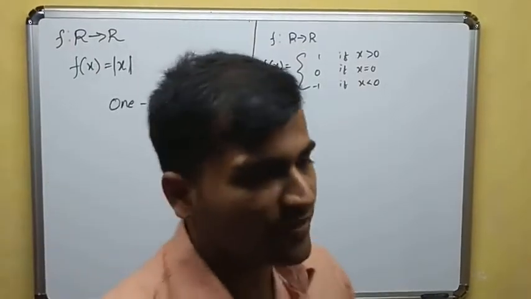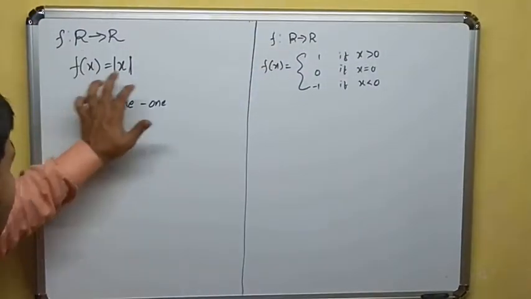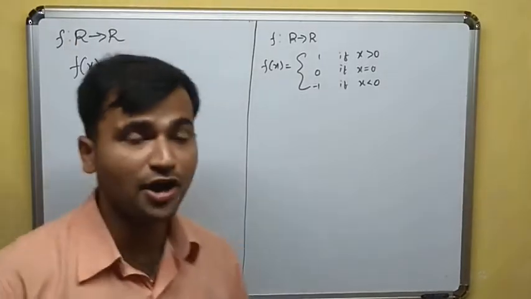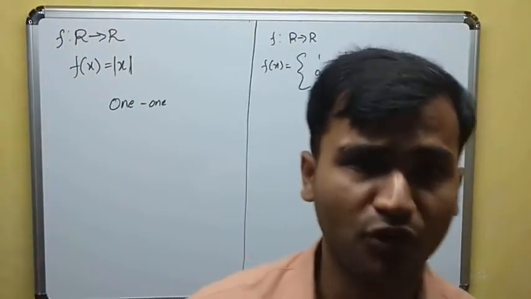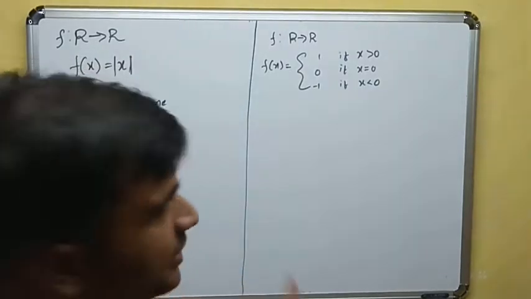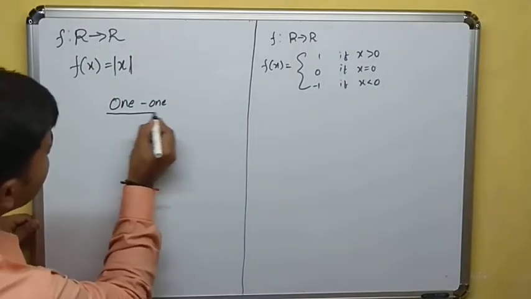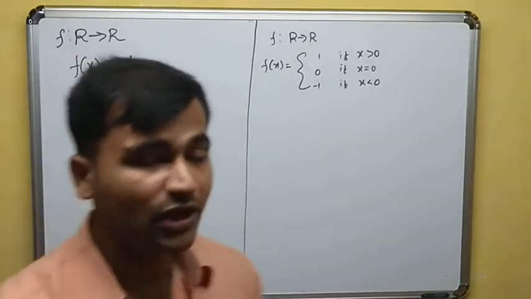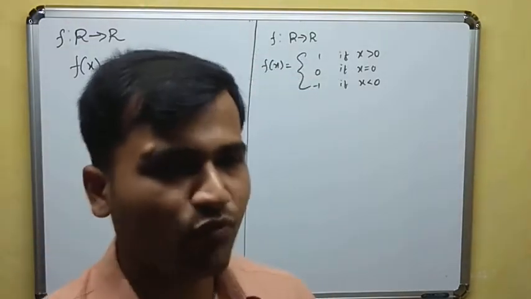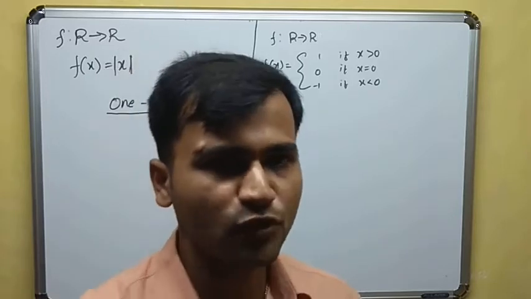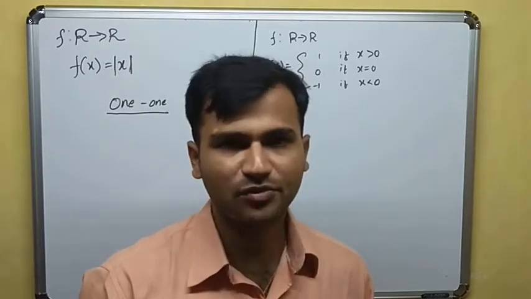Let us discuss one function, f of x is equal to mod x, f from R to R, whether it is bijective or not. To be bijective, it must be one-one and onto. So we can check the conditions for one-one and onto. To prove it is one-one, we need to prove f of x1 is equal to f of x2 implies x1 is equal to x2.